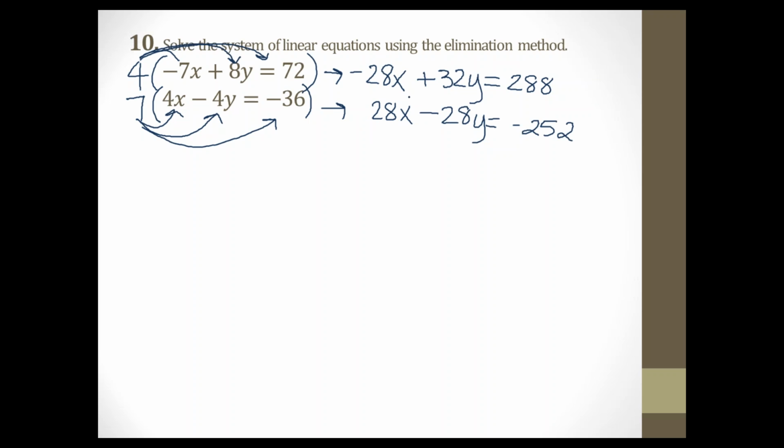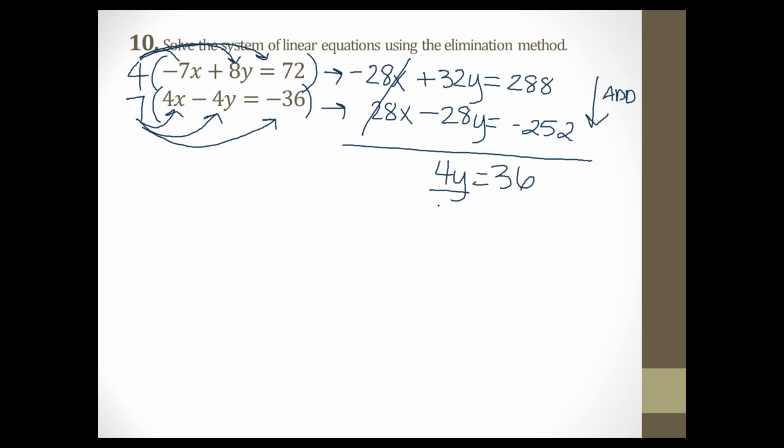Okay, so now you can see I have opposite signs, opposite coefficients in my x terms. So I can now add these equations, and then I will eliminate the x terms. So -28x plus 28x cancels out. And then 32 minus 28 is going to give me 4y. And then 288 plus -252 is 288 minus 252, which is going to give me 36.